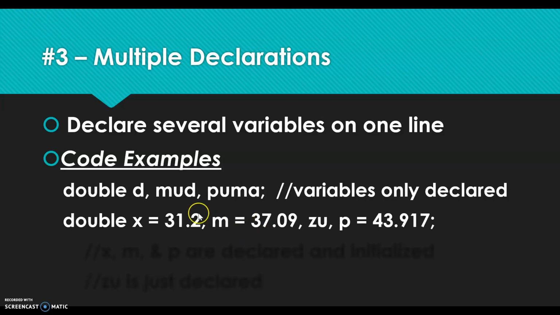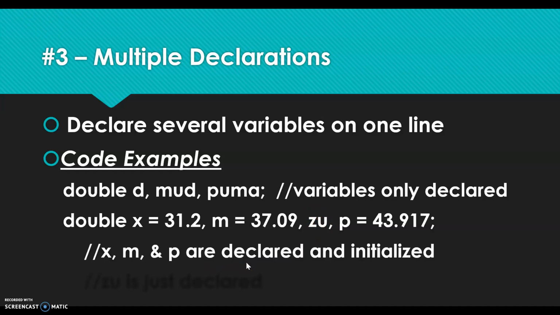In this next line of code, I'm declaring a variable and setting it equal to a value for all of them except for z, u. And you can do that. You can declare some and you can declare and initialize other ones. If you notice again, I only use double once and I separate each variable with a comma.